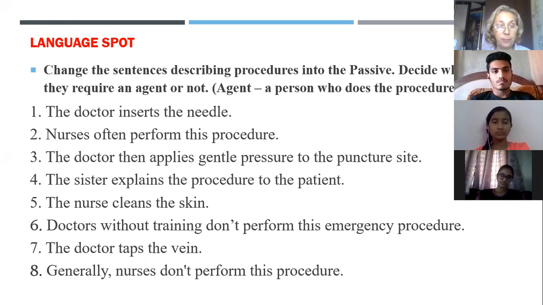So please, Manish, second sentence. Nurses often perform this procedure. This procedure is often performed by nurses. Do we need the agent? No, ma'am. This procedure is often performed. I think here we need nurses, by nurses, because without nurses, we don't understand what the sentence is about. Yes, ma'am. The agent is obligatory here.